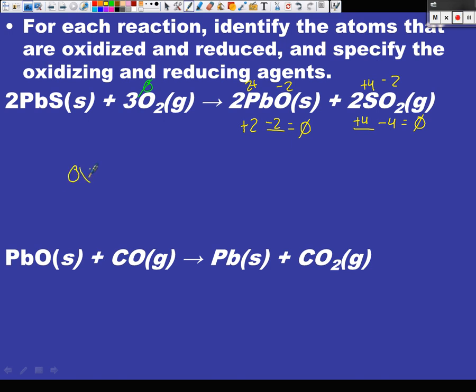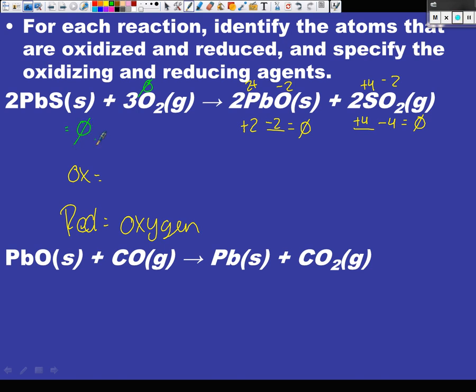So we know that our reduction is going to be oxygen. Okay, and now we've got to figure out what our oxidation is. So, we know lead's 2 plus on that side. We know lead's 4 plus on that side. So let's go back over and figure out what happens over here. So what am I going to set this thing equal to? Set it equal to 0.